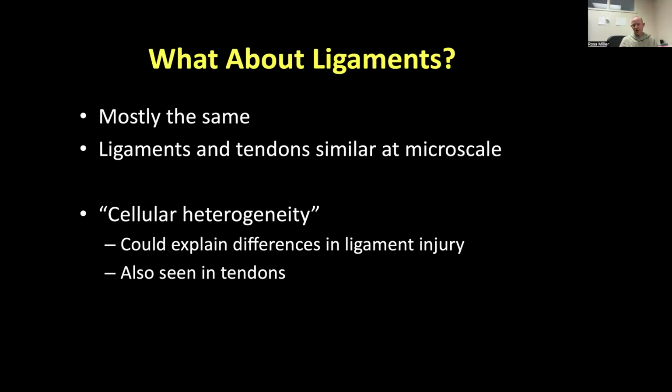Some ligaments are much better at recovering from injury than other ligaments. The classic example is the MCL versus the ACL. Having a moderate strain injury of the MCL is of course a pretty serious injury, but it's one that many athletes recover from fairly quickly and fairly effectively.